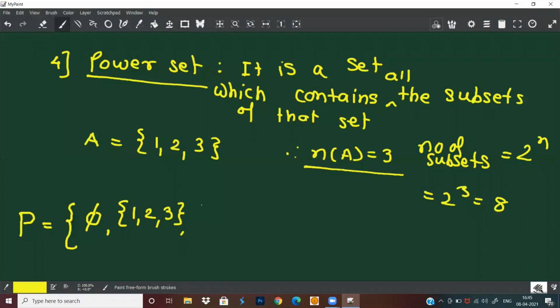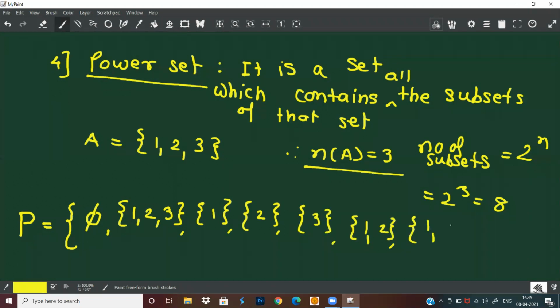I have to write 8 subsets. So only 1, only 2, only 3, 1, 2, 1, 3, 2, 3. गिनो अभी हो गए क्या 8? 1, 2, 3, 4, 5, 6, 7 and 8.